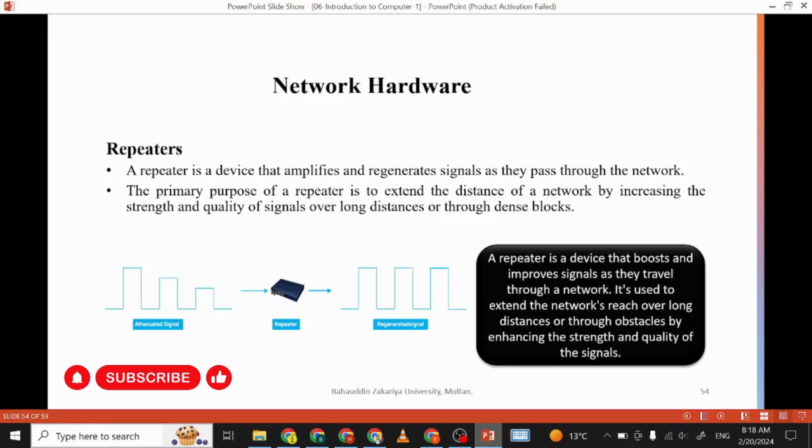Repeaters. A repeater is a device that amplifies and regenerates signals as they pass through the network. The primary purpose of a repeater is to extend the distance of a network by increasing the strength and quality of signals over long distances or through dense blocks.